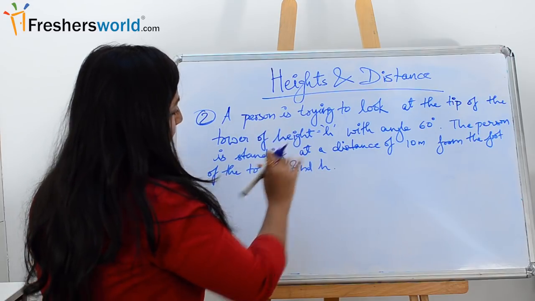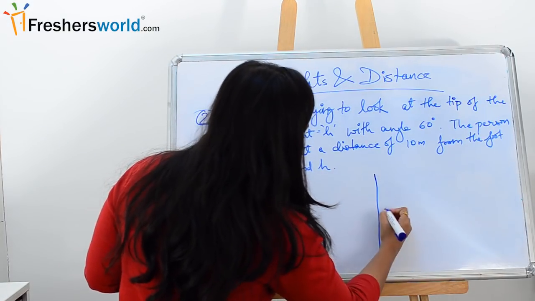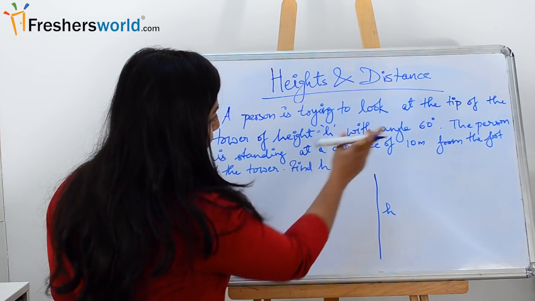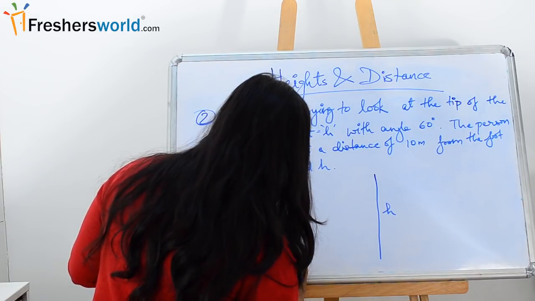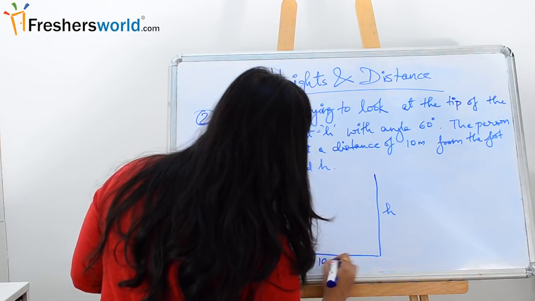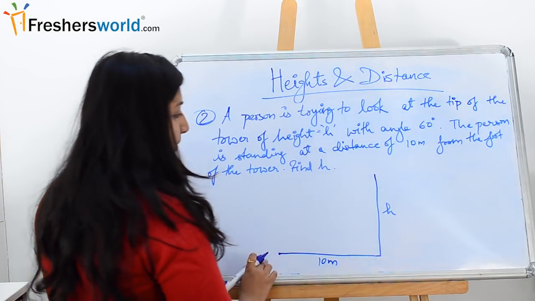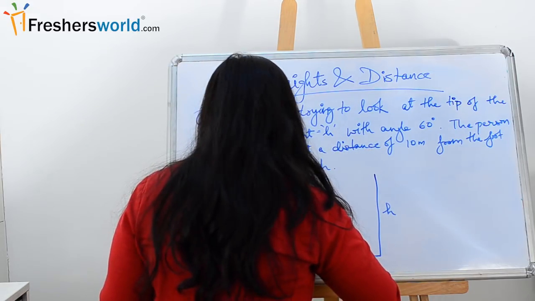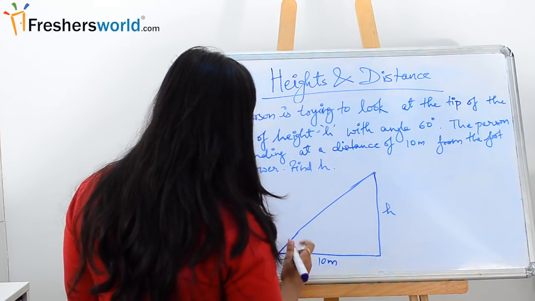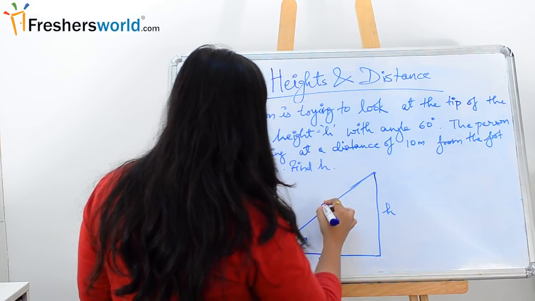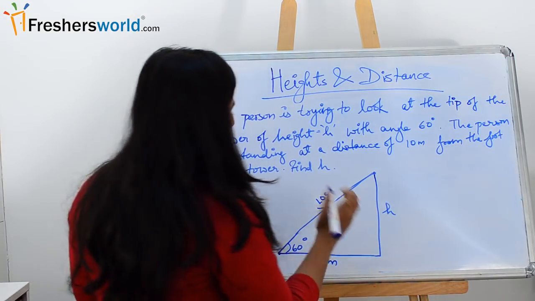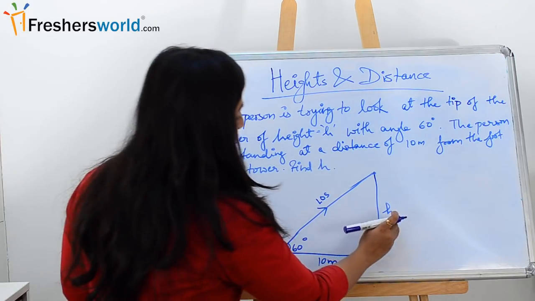So a tower of height h. This is a tower of height h. Now a person is standing at a distance of 10 meter from the foot of the tower. So maybe the person is standing here and he is at a distance of 10 meter from the foot of the tower. Now this person is trying to look at the tip of this tower. This is the tip of the tower, and a person is trying to look at this tip with an angle of 60 degree. This is the line of sight of that person. And what we need to find in this question is h.